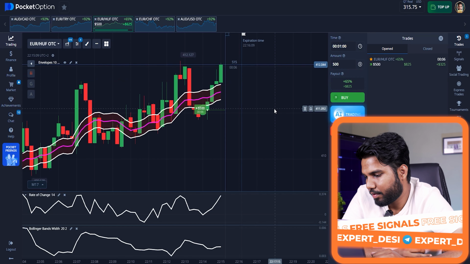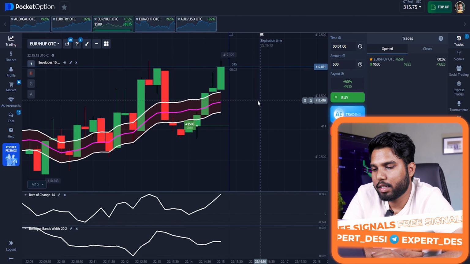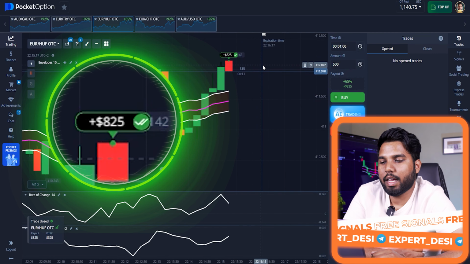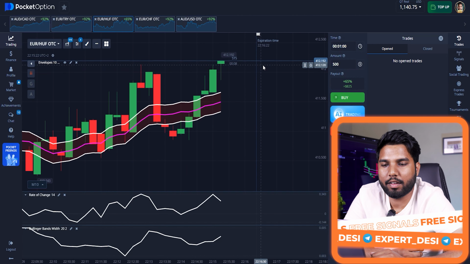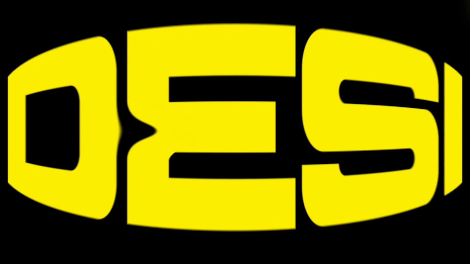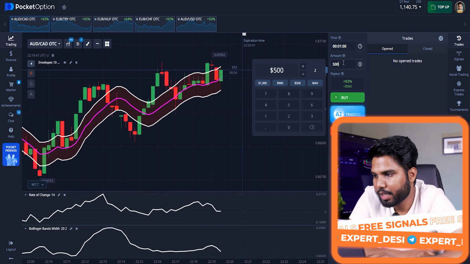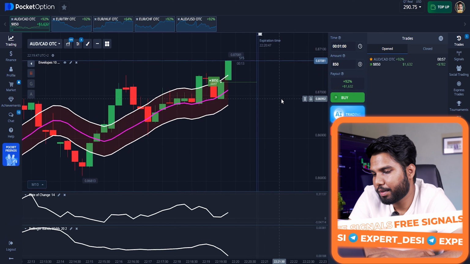So in such a case we should take a buy position as I did here, and here's the profit of $825, so a total of $1,140. Let's head to the next trade. Let's switch to the AUD and CAD pair. Increase the amount to $850 and we'll take a buy entry position here.